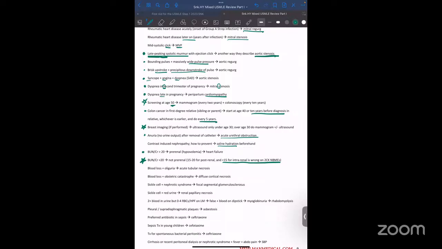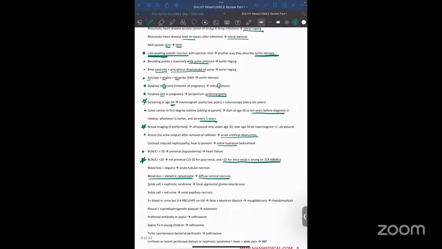Blood loss plus oliguria is ATN, acute tubular necrosis. Blood loss plus obstetric catastrophe is diffuse cortical necrosis. Sickle cell plus nephrotic syndrome is FSGS. Sickle cell plus red urine is renal papillary necrosis. Okay, sickle plus nephrotic, sickle plus red.